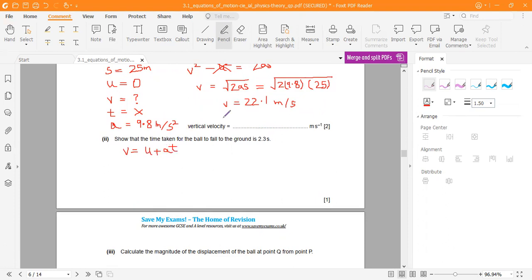V is 22.1, U is 0, A is 9.8, and T is what we want to find. So what will we get? Divided by 9.8. I'm getting 2.26. So T is basically equal to 22.1 divided by 9.8.